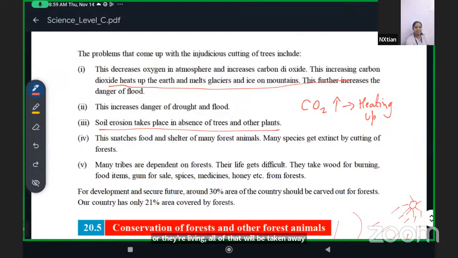Frog doesn't eat the leopard. Okay, yes. So all of that is happening for development and a secure future.